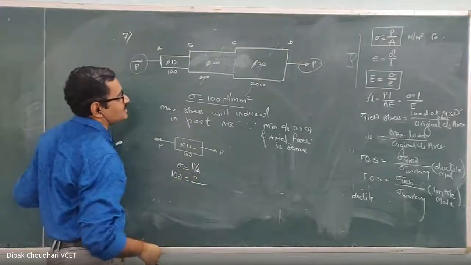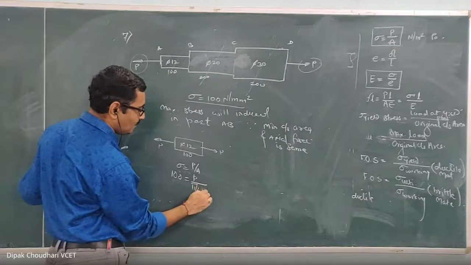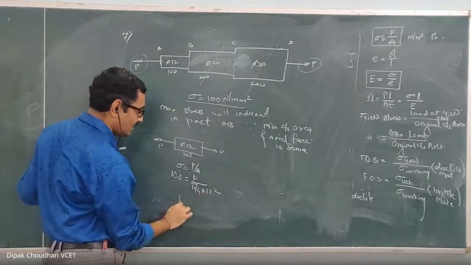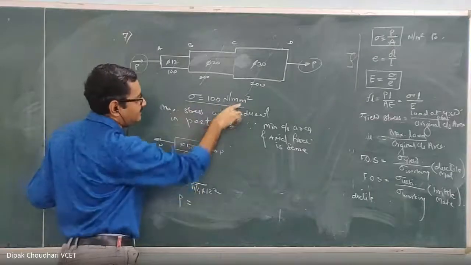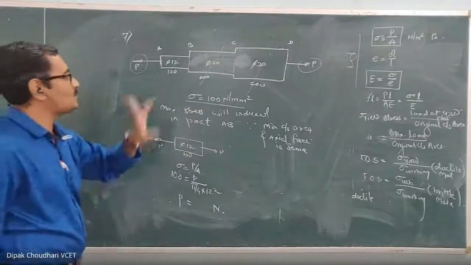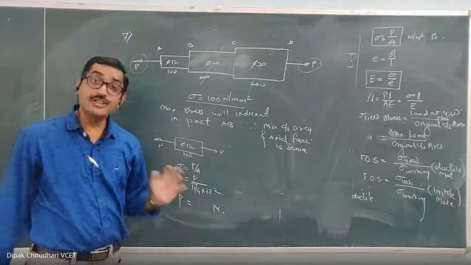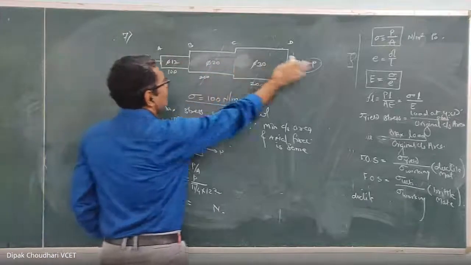So stress is 100, and P we have to calculate. Corresponding to this stress, how much is the force P? P equals stress times the cross-sectional area, which is pi by 4 into 12 square. If you calculate this, you will get P. Since the stress is in Newton per millimeter square and the area in millimeter square, the value that comes will be in Newton. So this much maximum force P we need to apply. And the axial force is the same.